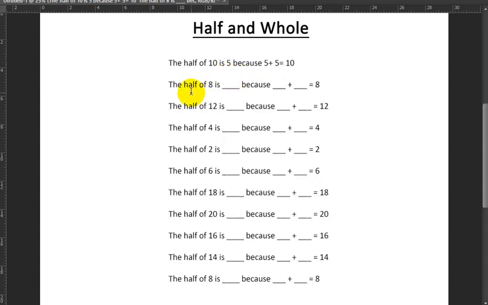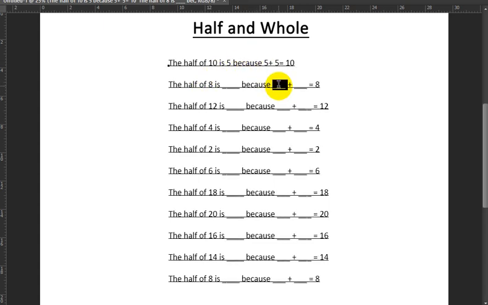There we go. The half of 8 is what? Let's think. Is it 1? 1 and 1 would give me 2. 2 and 2 would give me 4. 3 and 3 would give me 6. 4 and 4 would give me 8. So yes, 4 and 4 would give me 8. So 4 is the half of 8.